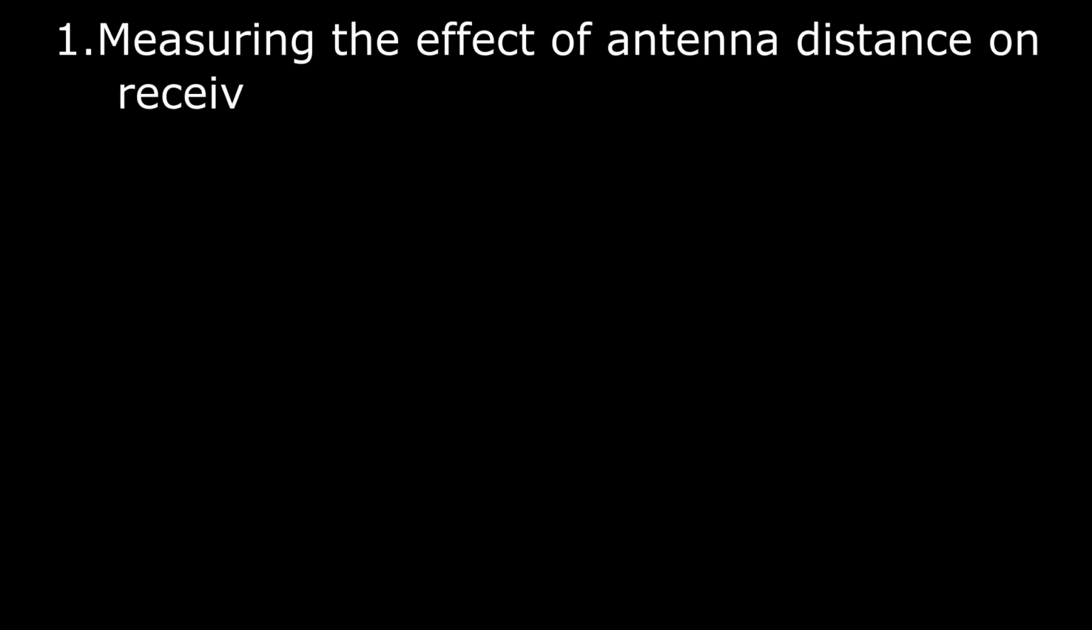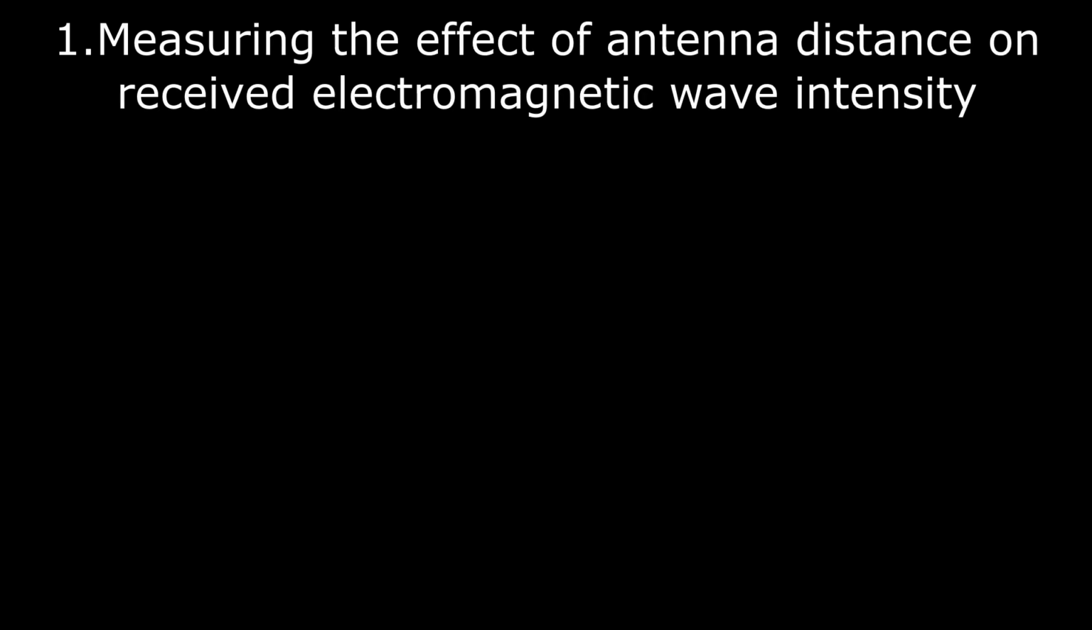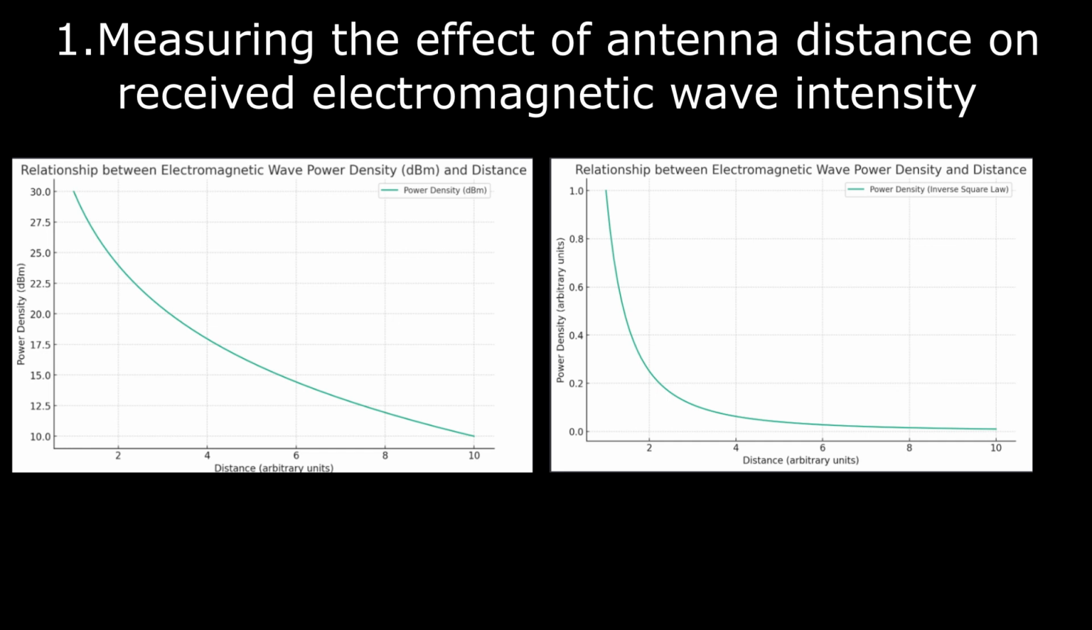Result analysis. Measuring the effects of antenna distance on received electromagnetic wave intensity. We intuitively believe that as the distance of electromagnetic wave increases, the energy of the electromagnetic wave will be consumed by the environment. So we think the result should be that the further the distance, the size of the electromagnetic wave will continue to decrease. The two pictures above are the results of our predictions. The two pictures use different vertical axis units.